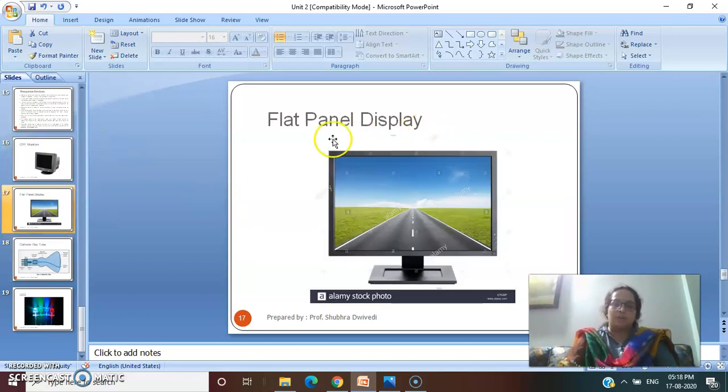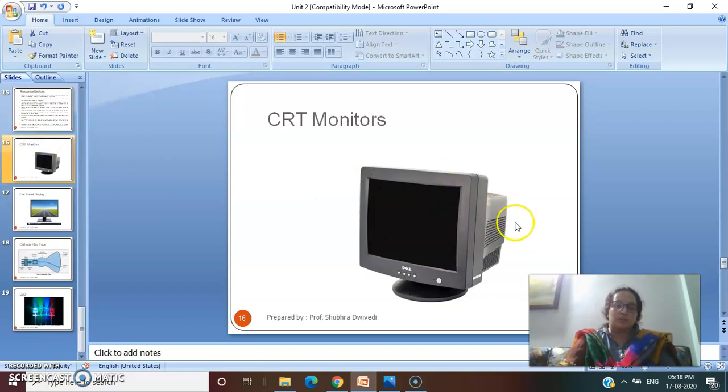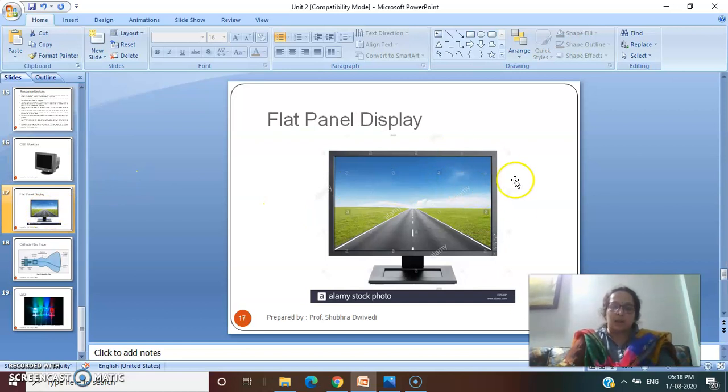Now the second type of monitors that we will be discussing is your flat panel display. Okay, flat panel display monitors basically refer to a class of video devices that have reduced volume, weight and power consumption in comparison to CRT. We all can see this is taking so much space, so much volume, so much power consumption. So the flat panel display have reduced power consumption, volume and weight.